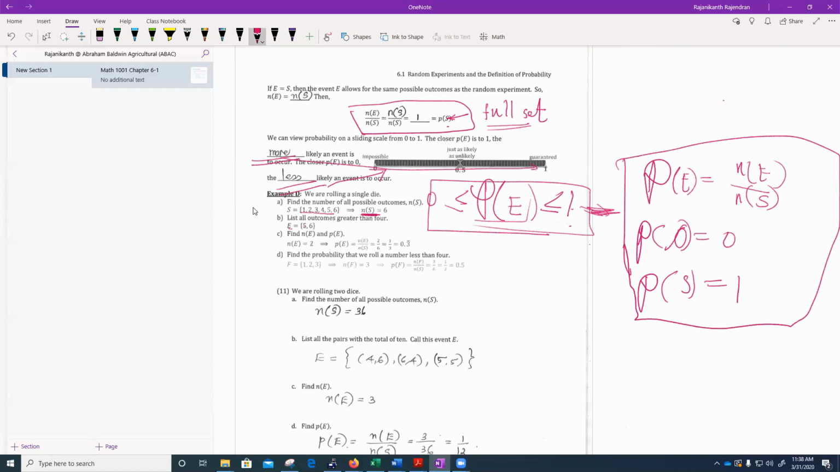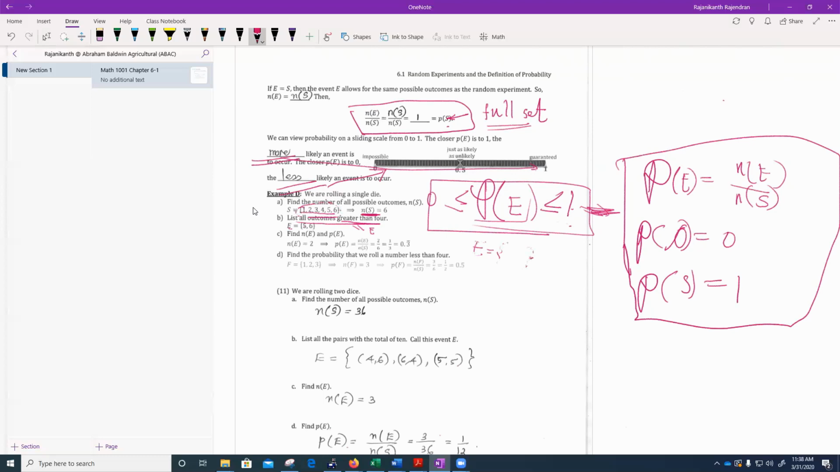List all the outcomes greater than 4. This expression is my event E now. My event E says what? I am collecting all the outcomes from your sample space S in such a way that your event E should have the numbers which are greater than 4. Among these, what are the numbers greater than 4? Of course, 5 and 6. That is going to be my event E, {5, 6}. So you have to write it in a clear way. Remember, E is an event, therefore you have to write it in set notation.